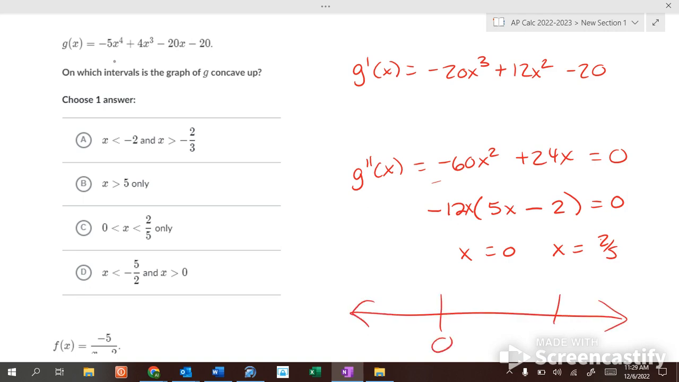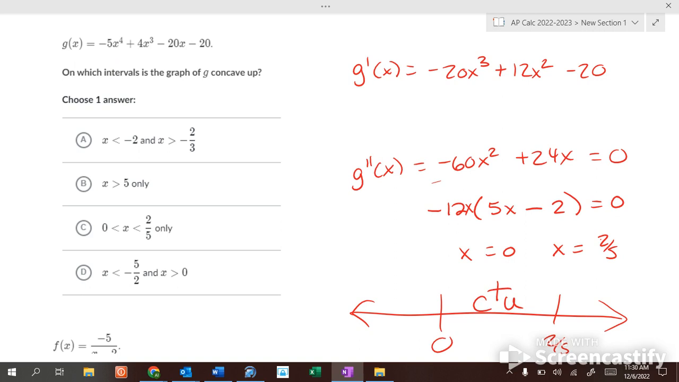Okay, number line. Here's 0. Here's 2/5. Now, if you take a test number in between these, you can figure out if it's concave up or concave down. So what's a test number in between two of these? 1/5, right? 0.2. Well, 1/10 would work too. But let's say 1/5. What's negative 12 times 1/5? A negative number, right? And 5 times 1/5 is 1. 1 minus 2 is a negative number, right? A negative times a negative is a positive. So it's concave up right here.